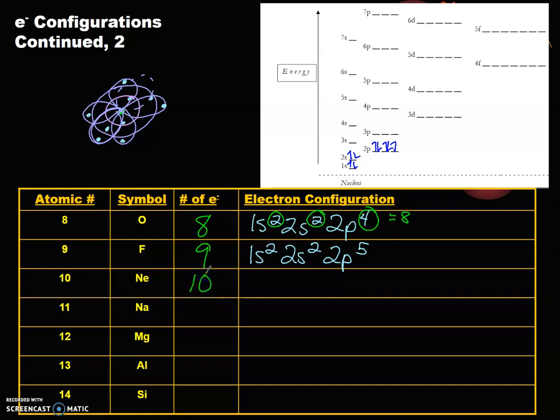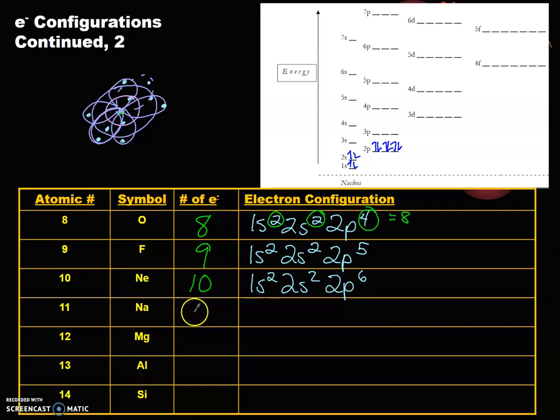In number 10, neon, I'm going to put another electron in this last position to fill up the 2p orbitals. Remember, p's can hold 6, 2 in each one of these lines. So that means I have 1s2, 2s2, 2p6. And you'll notice we just are getting bigger and bigger each time.